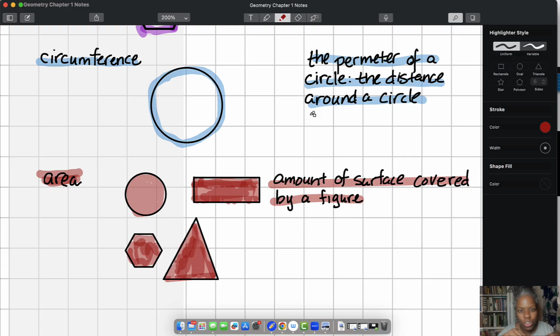And when we measure area, we usually measure it by square inches or square feet or square centimeters, because we think of the area inside as almost like little tiny squares that we are using to cover that space or cover that surface.